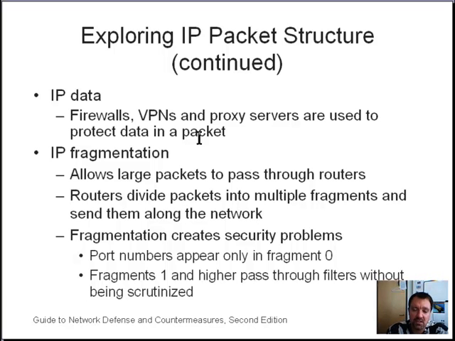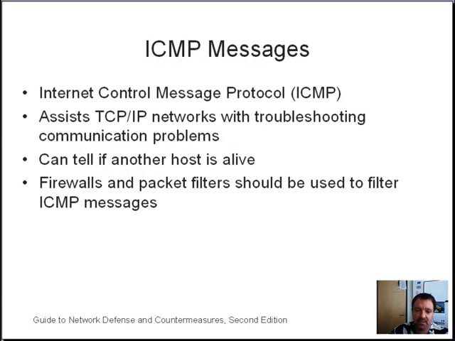IP fragmentation. Sometimes you have packets that are much larger than can be handled by a network, so what happens is the router will break something up into varying fragments. Essentially, when you fragment a packet, it allows larger packets to pass through routers. The routers divide the packets into multiple fragments and then send them along the network. However, it can create security problems, and we'll learn much more about this later, but suffice to say right now, you can have software that has overlapping packets and actually allow attack packets through your firewall because of the fragmentation. And they can do other things as well, but let's just keep it basic for right now.